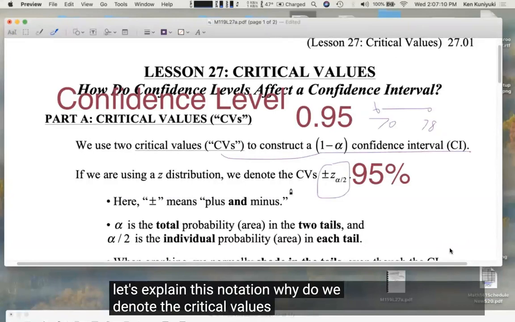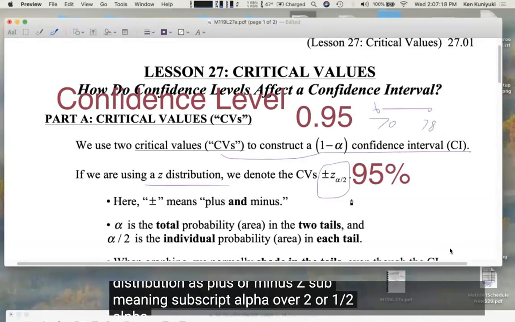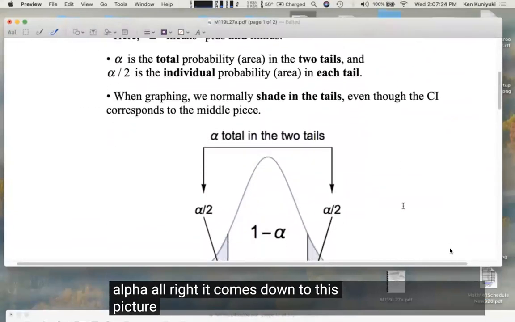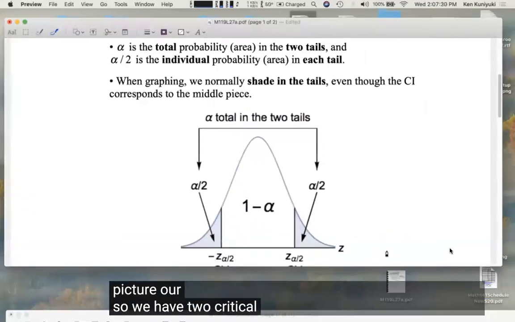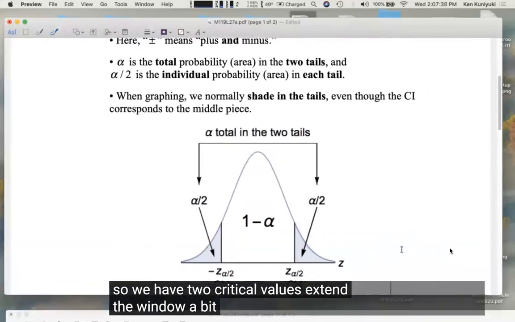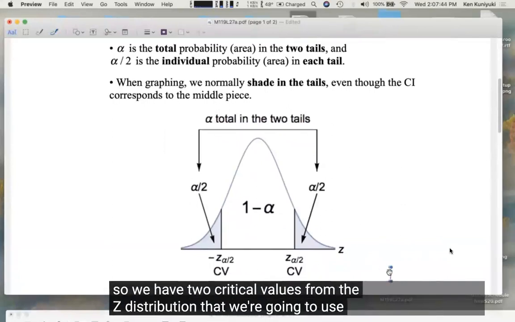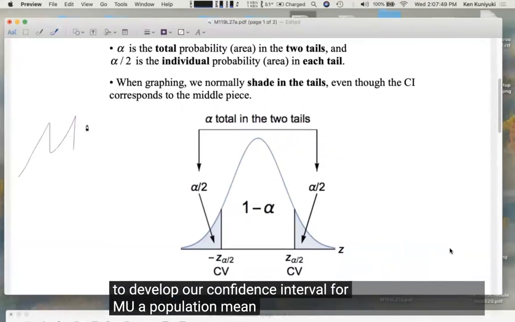Why do we denote the critical values from a z-distribution as plus or minus z sub, meaning subscript, alpha over 2, or half alpha? It comes down to this picture. So we have two critical values from the z distribution that we're going to use to develop our confidence interval for mu, a population mean.